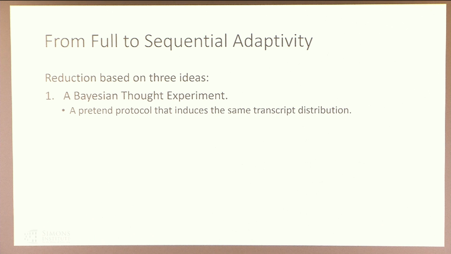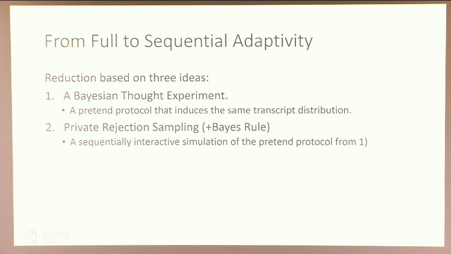So the first one is really not an algorithmic idea, just sort of a thought experiment. Okay, we're going to look at our protocol. We're going to imagine that it's actually a slightly different pretend protocol, but it's going to induce exactly the same transcript distribution. So for the rest of the argument, we can try to simulate the transcript distribution of this pretend protocol. Then we're going to simulate the distribution of this pretend protocol with a sequentially adaptive protocol, basically using rejection sampling and Bayes' rule. Okay, I'm going to go through all of these in more detail.